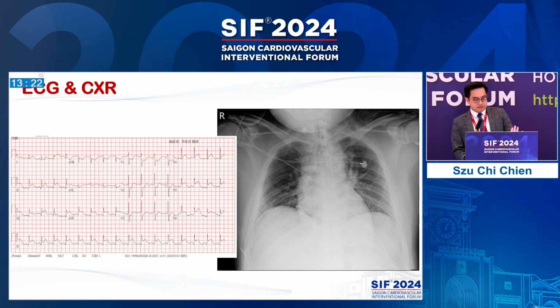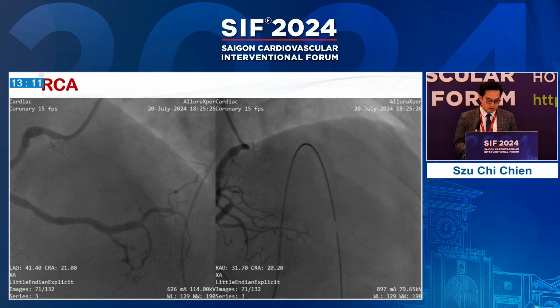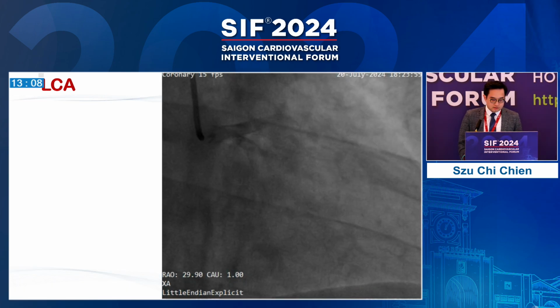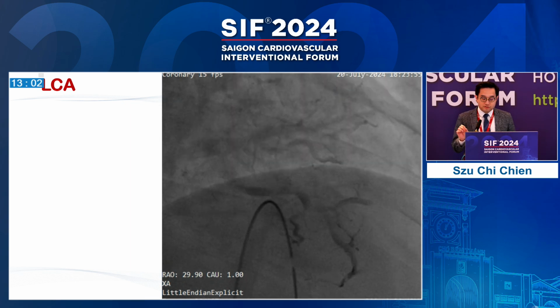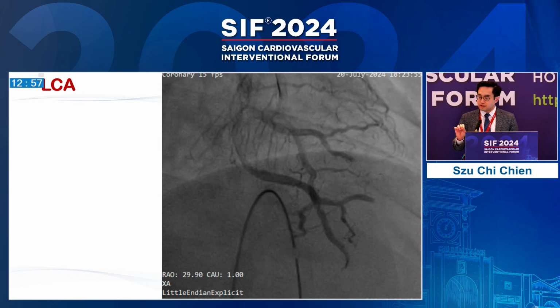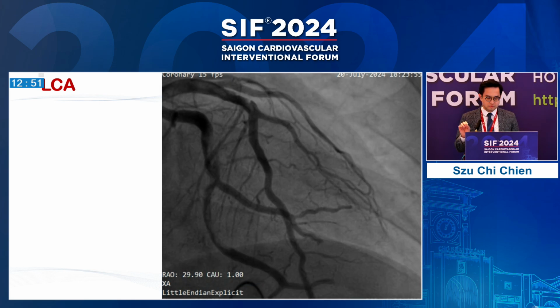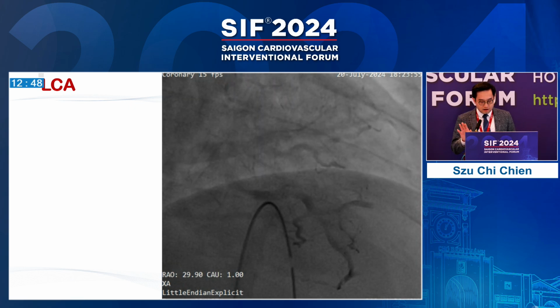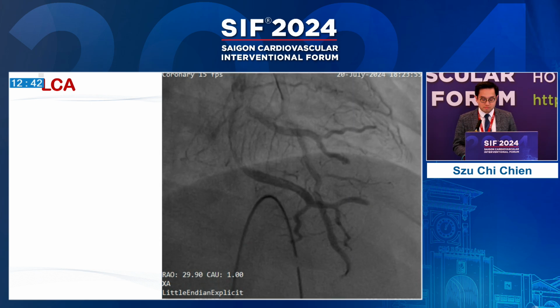As in this ECG, maybe RCA or circumflex. So we can check the RCA first. Okay, RCA is okay. So I think maybe circumflex. You can see this circumflex maybe is the culprit lesion, right? But do you see others? You can see LAD. In the middle part of LAD, there's a filling defect. And others, you can see left main. Do you see that? In left main, there's a floating thrombus.